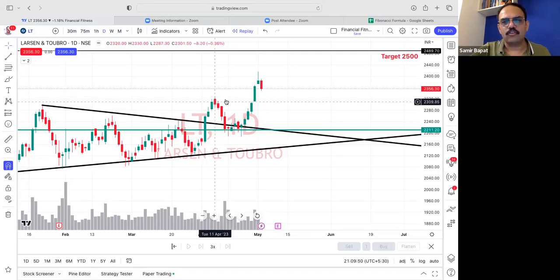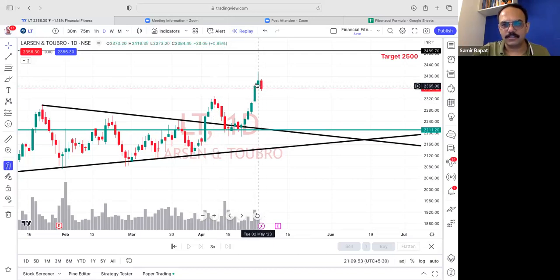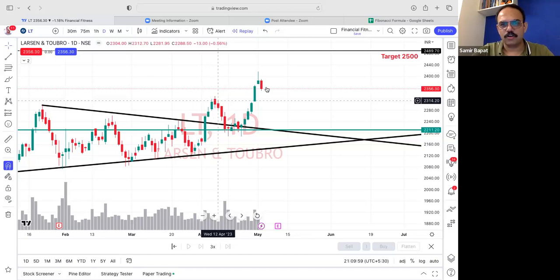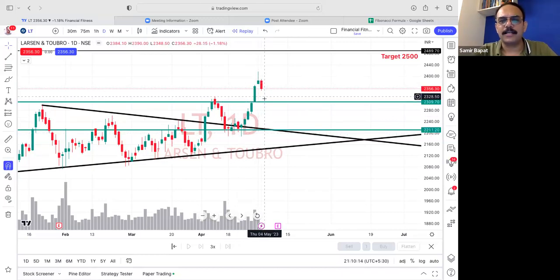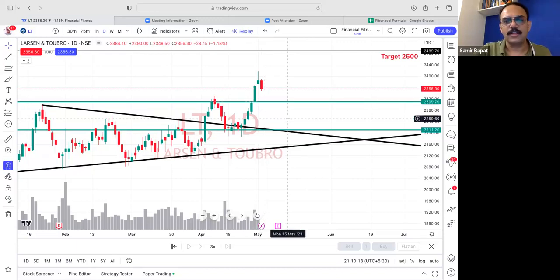So let's take the top. Before this going up, can we say this is the top? This is the previous top. Before this going up, can I say this is the top? Okay. So I'll draw a line here. So let's say if it has gone up, it might be possible that it might come till here, 2310. Okay. Now it has started going up from here. It is going up and coming down.